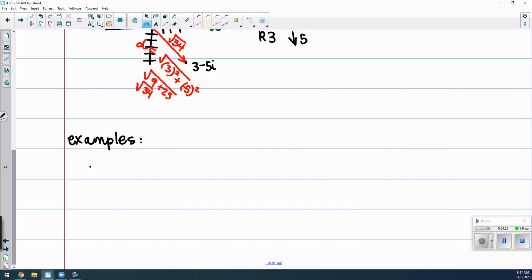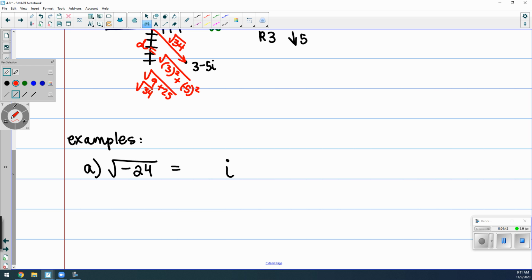All right, so let's slow her down here. Can we simplify the square root of -24? So I want us to simplify the square root of -24. Well, right off the bat, I know that this is going to be something i. So the negative underneath the square root, this part becomes the i.